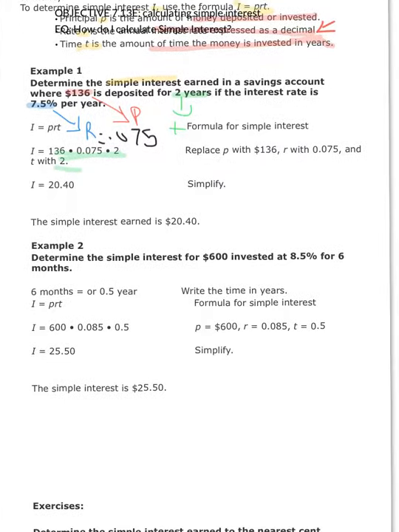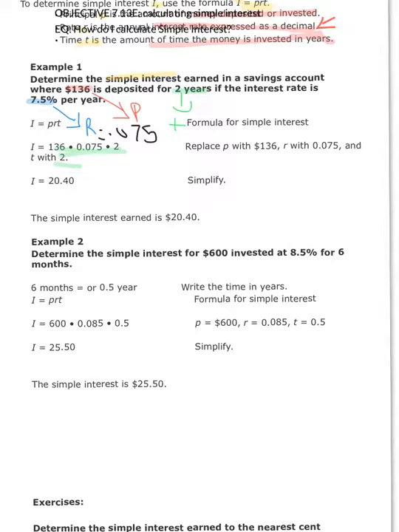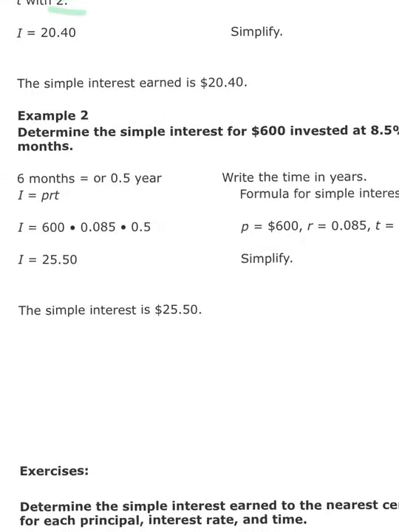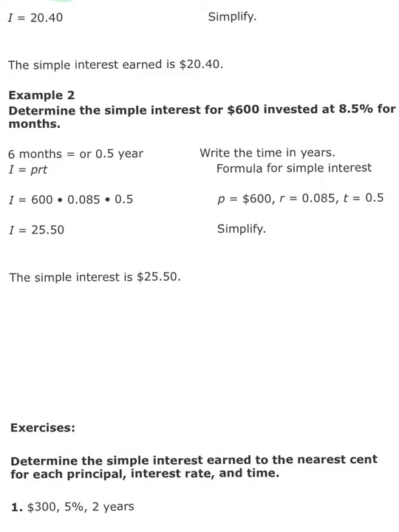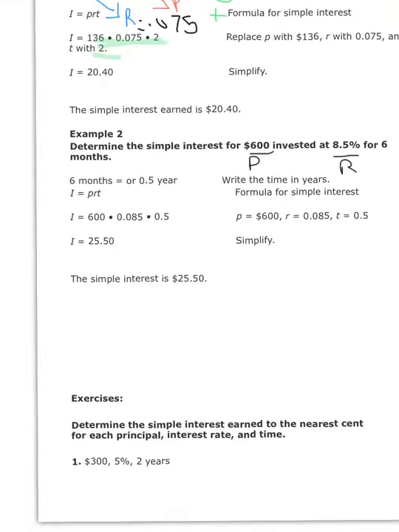On example 2, remember we're going to label everything we possibly can. On this one, I'm not going to use special colors. I'm just going to write it in, just like if you had a pencil and paper. Determine the simple interest for $600 invested. That's P, at 8.5%. That's our R, and our time is 6 months. That's our t. First step, write the formula: I equals PRT. Substitute the numbers in, and that would give you a simple interest of $25.50.